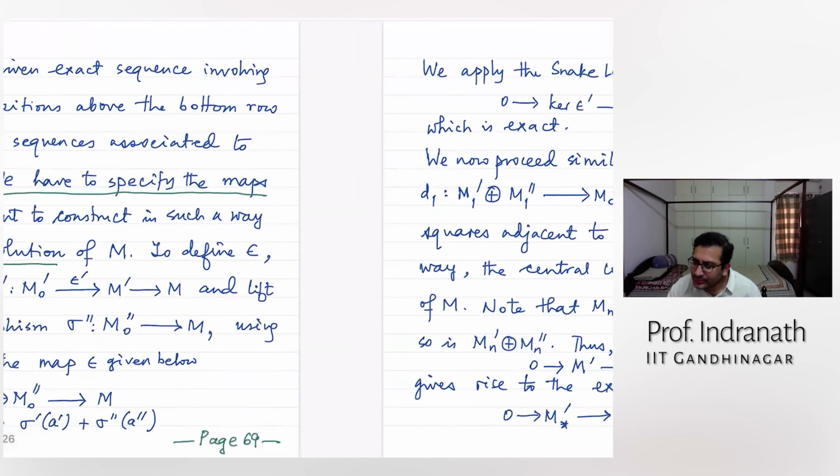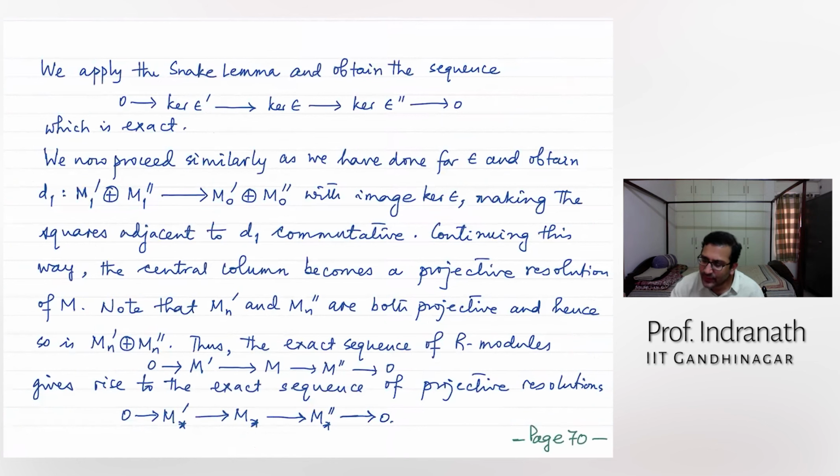So we obtain the sequence kernel epsilon dash, and this is exact. Why is this necessary? Do you understand what is being done? Now here your modules are being replaced by these three modules, and we proceed similarly as we have done for epsilon. Now we are doing it for kernel epsilon dash, kernel epsilon and kernel epsilon double dash, and then you are doing exactly what we have done in the previous stage, that lifting using projectivity and so on.